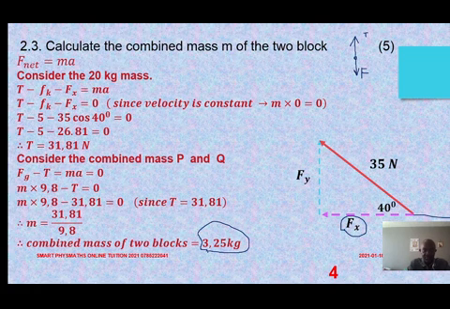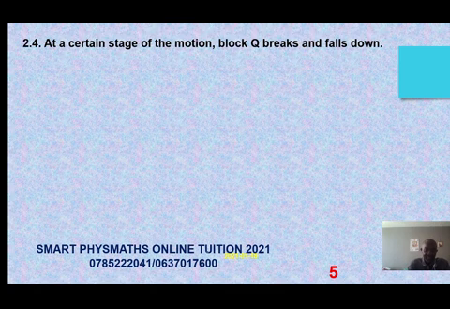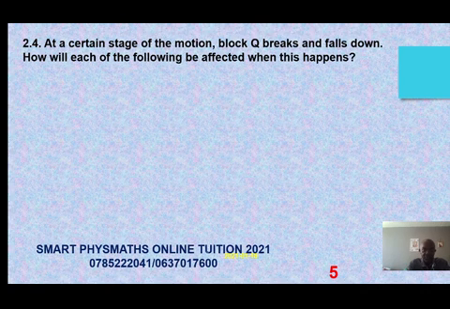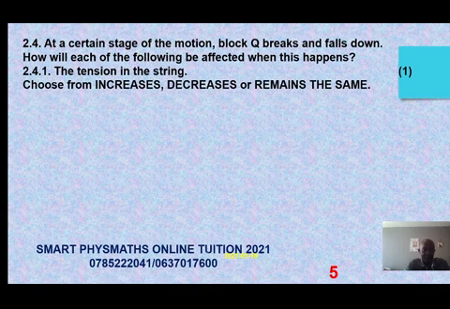Okay, let us proceed with the question. This was November last year, 2020, question 2. Now, they went ahead and said that at a certain stage of the motion, block Q breaks and falls down. How will each of the following be affected when this happens? Number 1, the tension in the string, and they want you to choose whether it's going to increase, decrease, or remain the same.